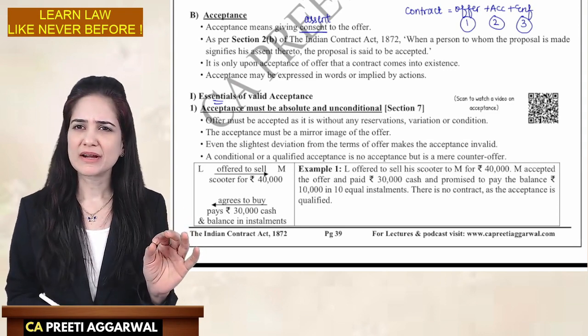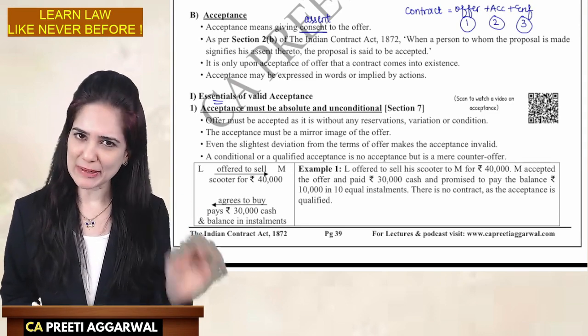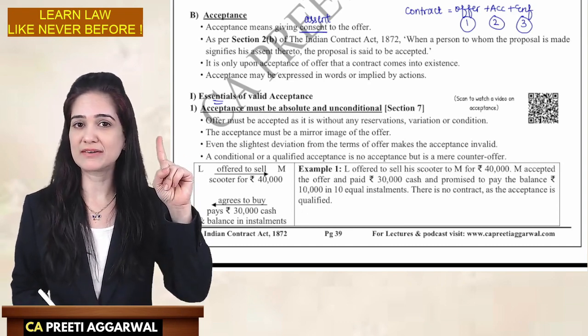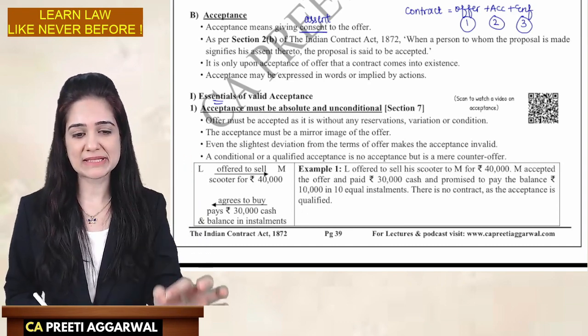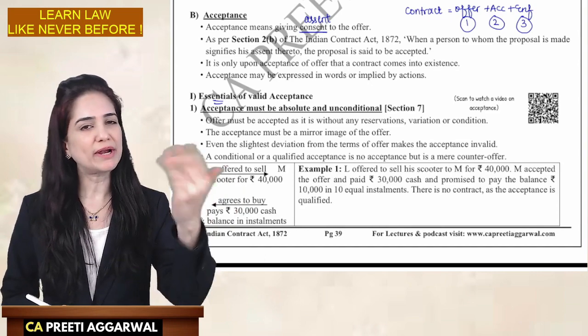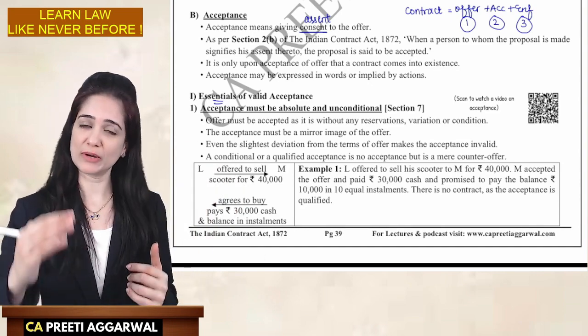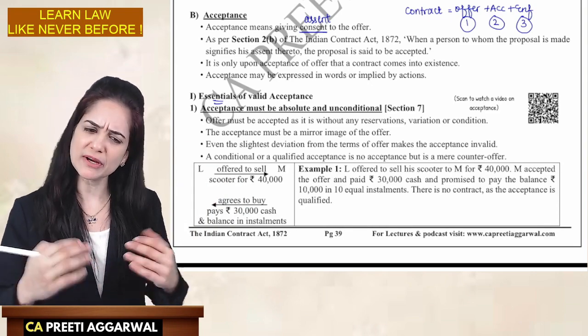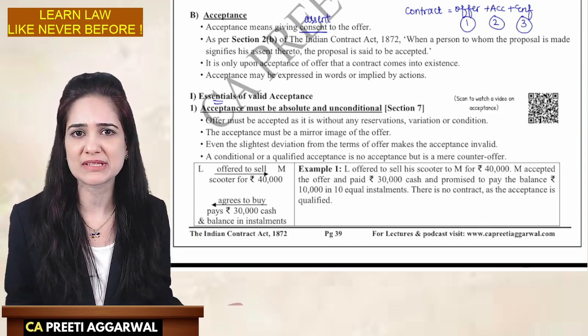Ma'am, just a minute. Isn't it just an agreement right now? Like you had explained it earlier, offer plus acceptance is agreement. Then why do you keep saying that only then a valid contract comes into existence? Why don't you say that an agreement comes into existence?